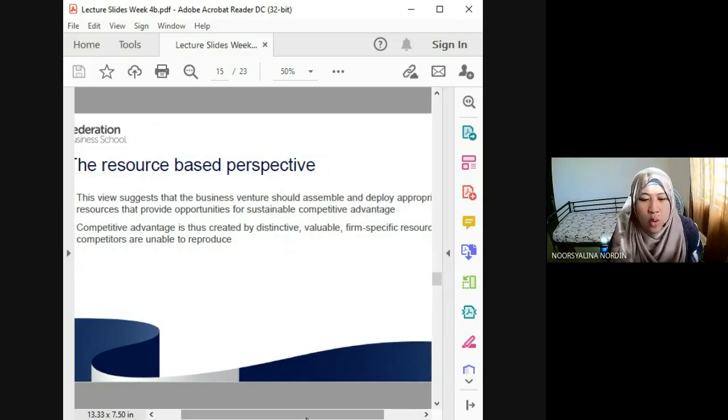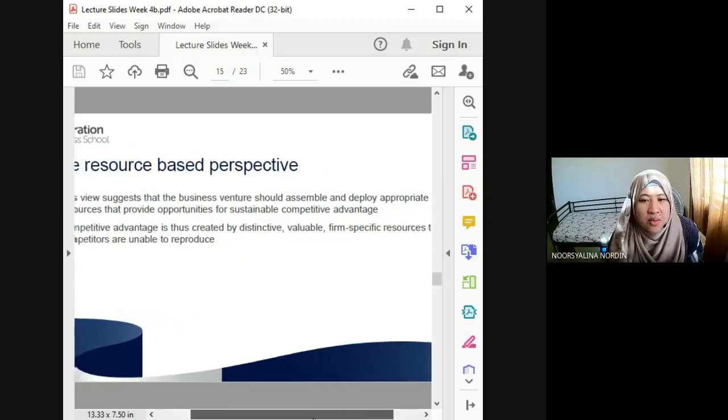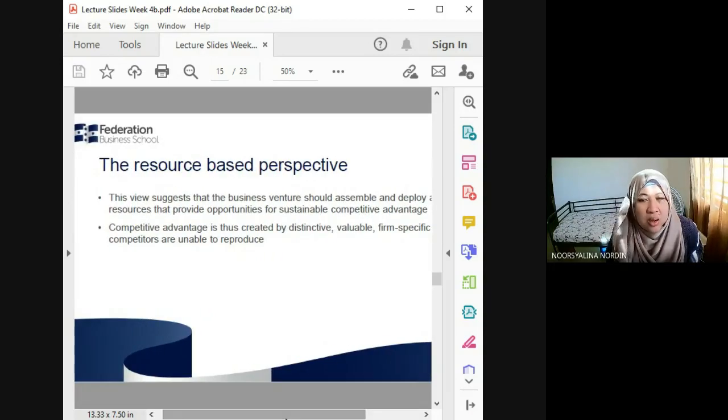You want to put your bread up to the certain things inside that sandwich, you can choose it. And then we have valuable, and then firm-specific resources that competitors are unable to reproduce. So meaning to say you are the main, what we call a monopoly of that business. When you're able to beat your competitors, that your competitors cannot do exactly what you can do, that is actually the winning side on you.